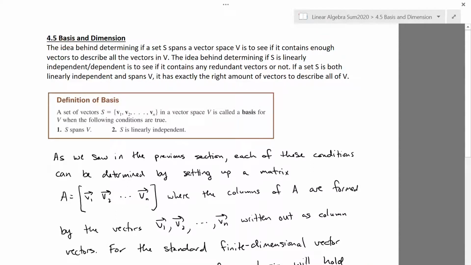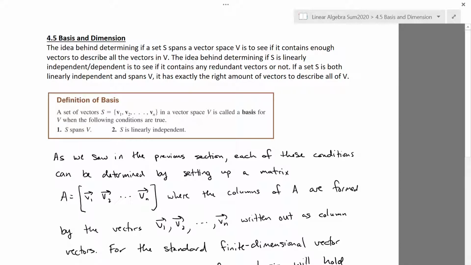In this video, we discuss the concept of the basis of a vector space and the dimension of a vector space. The idea behind determining if a set S spans a vector space V is to see if it contains enough vectors to describe all the vectors in V.